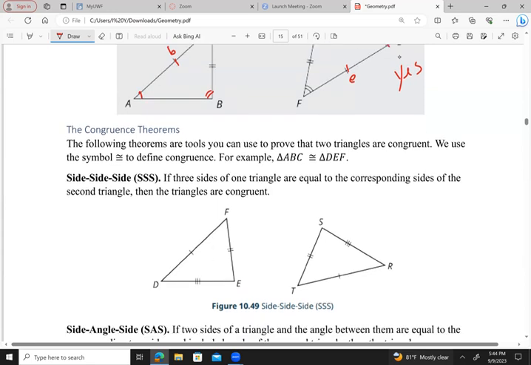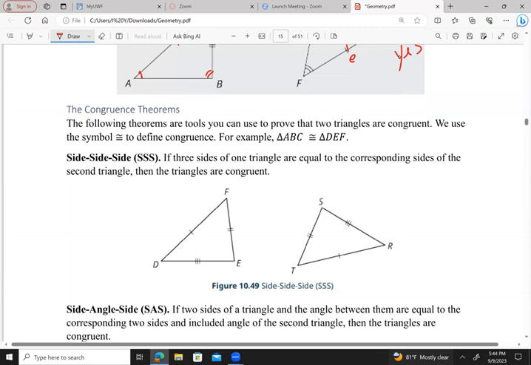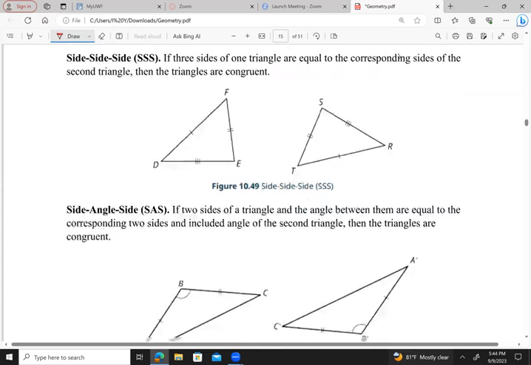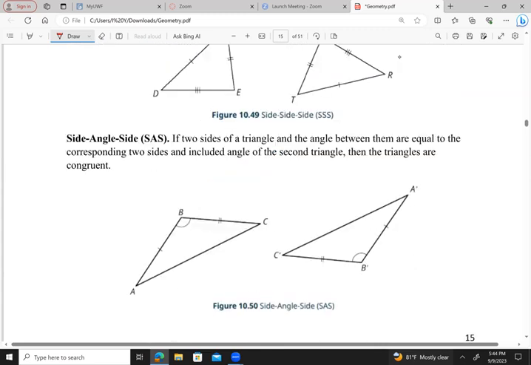The first way is called side-side-side, or SSS. If three sides of one triangle are equal to the corresponding sides of the second triangle, then the triangles are congruent. Next is side-angle-side. If two sides of a triangle and the angle between them, that's important to remember, are equal to the corresponding two sides and included angle of the second triangle, then the triangles are congruent.